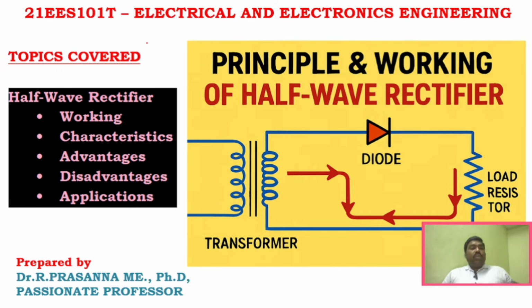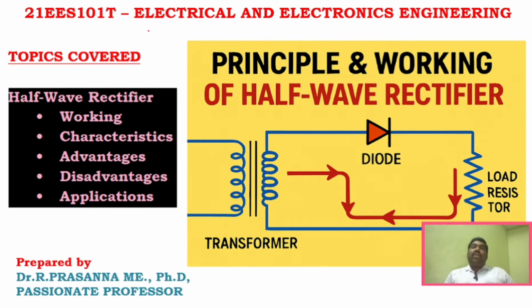So we already know that a diode conducts electricity in one direction, whereas it does not conduct in the reverse direction, right? Based upon this principle, a PN junction diode can be used as a rectifier, right? And these rectifiers can be classified into half-wave rectifier and full-wave rectifier.